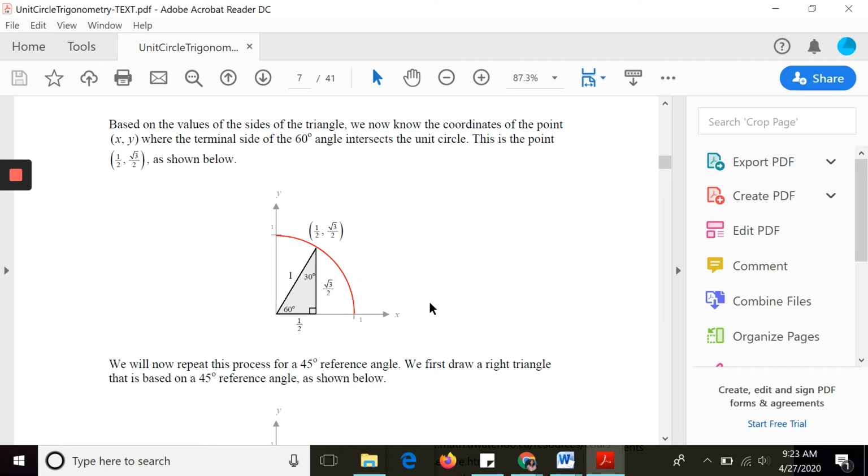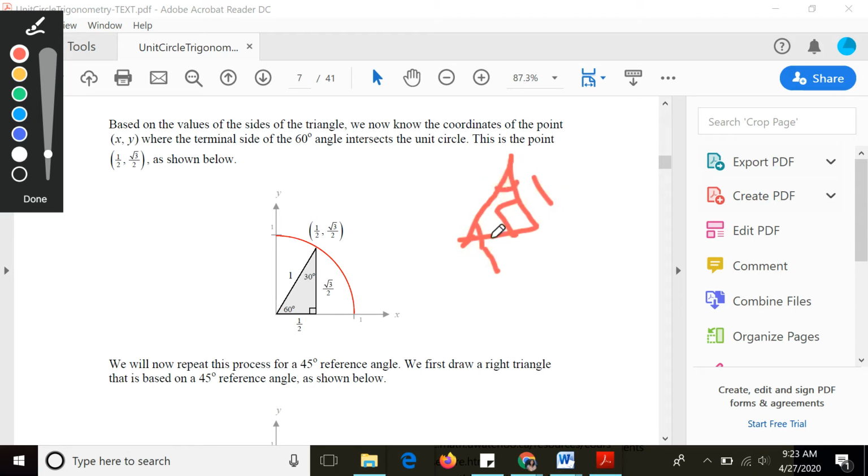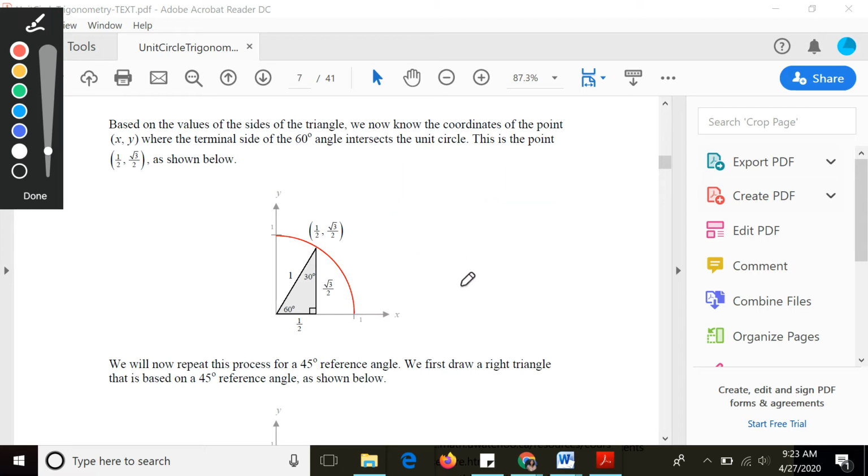And now we need to do the same thing for the 45 degree reference angle. So again, a quick recap. For a 45 degree angle, if I draw a right angle triangle, a special right angle triangle where this side is equal to this side, which means this angle is 45 and so is this angle. So this is 1 and 1, and then this becomes square root of 2. So now using this, we need to find out the values for 45 degrees. I'm going to show you here.